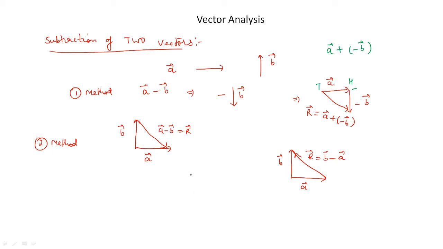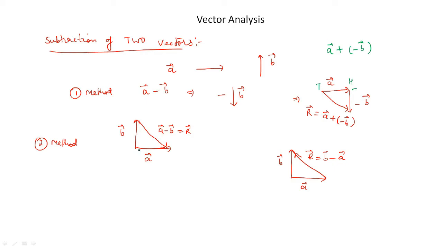Now the second method is a simpler method in comparison to the first method. In this method, first suppose I have to subtract vector B from vector A. So first I will draw a vector A. Now in subtraction, I will start to draw a vector B from the tail of the first vector.